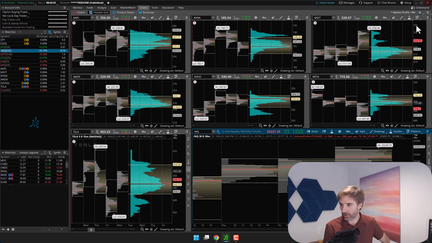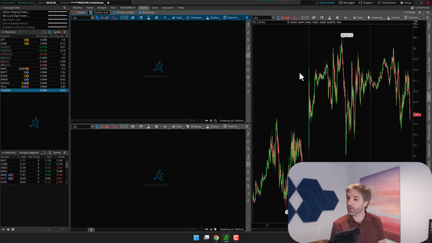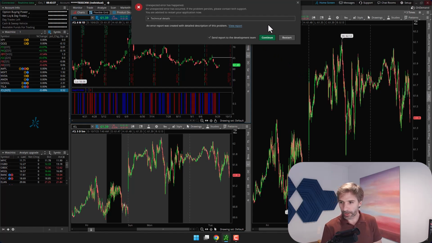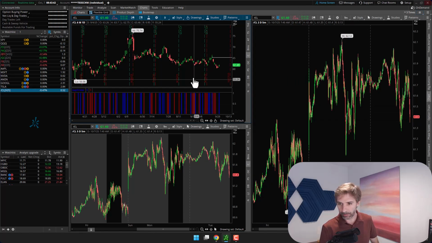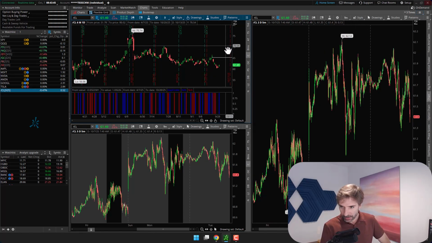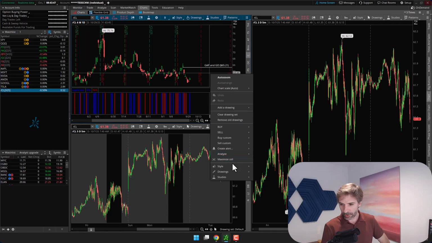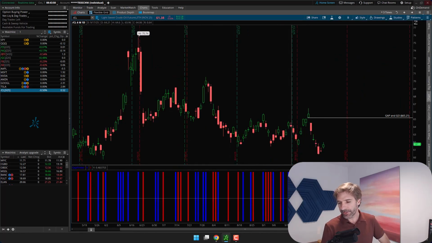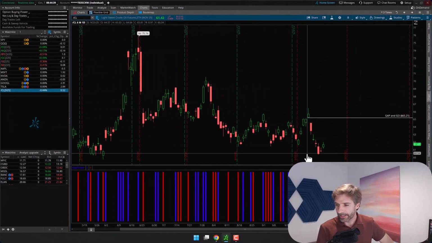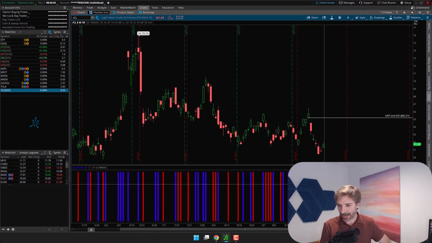Let me go and explain a little bit what happened with crude. We got the report expected. Let me see if I don't have to shut down the platform. So here, let me show you this. This is a very simple indicator. Every time there is a gap down, we get a red candle here. Every time there is a gap up, we get a blue candle here. So this is a gap indicator. Every time there is a gap, it will paint these bars.